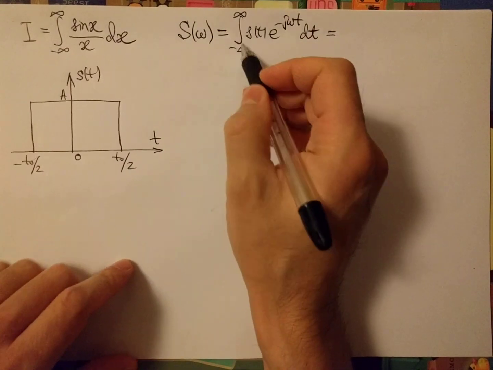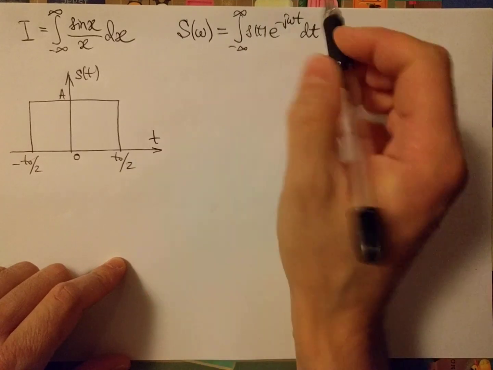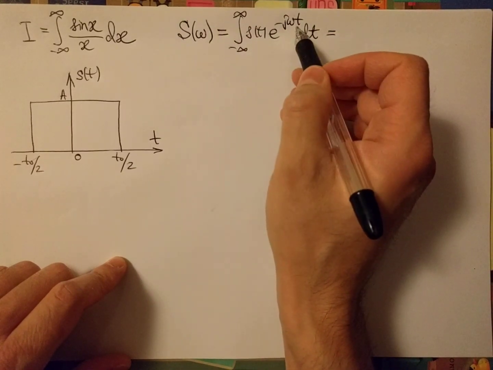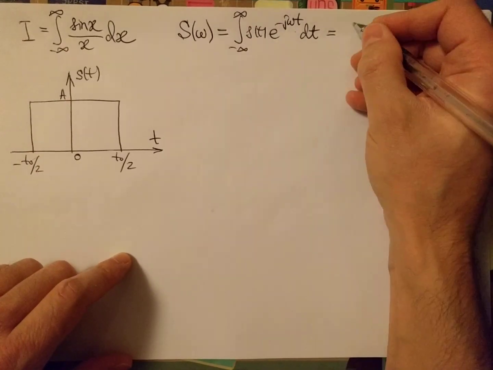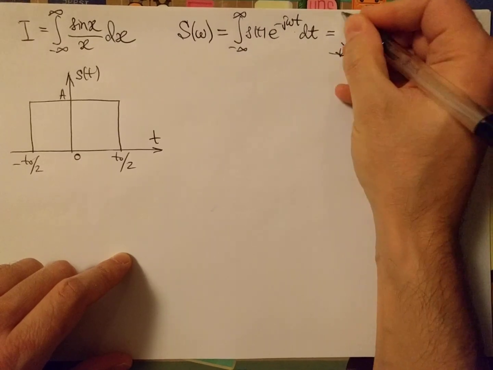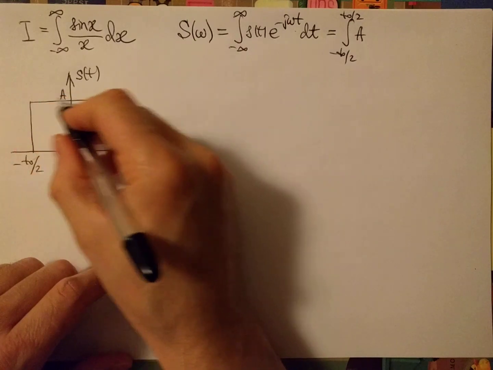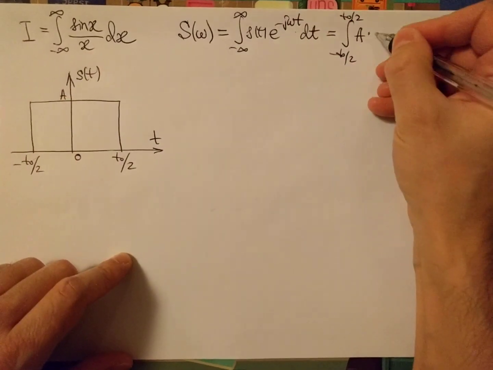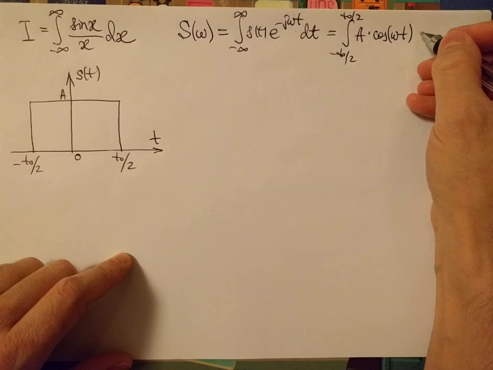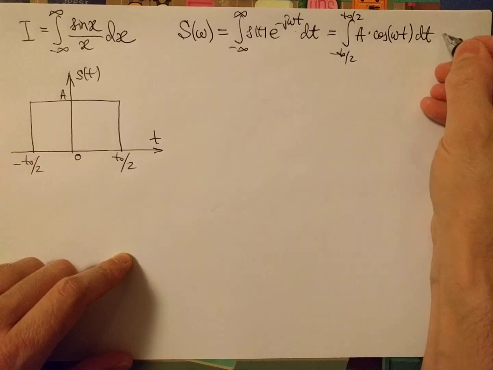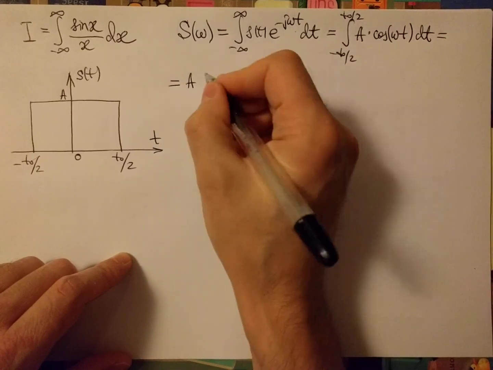The limits of integration are replaced by minus t0 over 2 and plus t0 over 2. The exponential multiplier turns to cosine, its even part. And we have such an integral: a, inside this interval, times the value of s from t multiplied by cosine of omega times t, dt. A is a constant value.